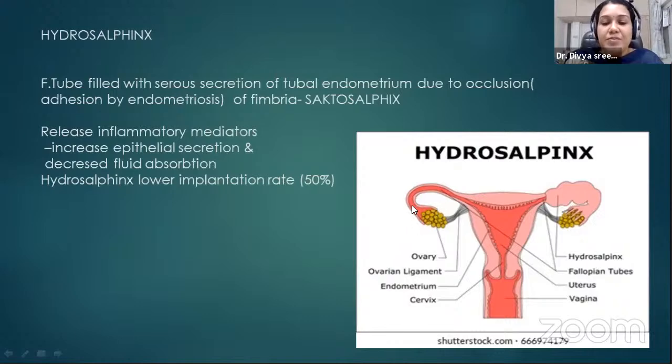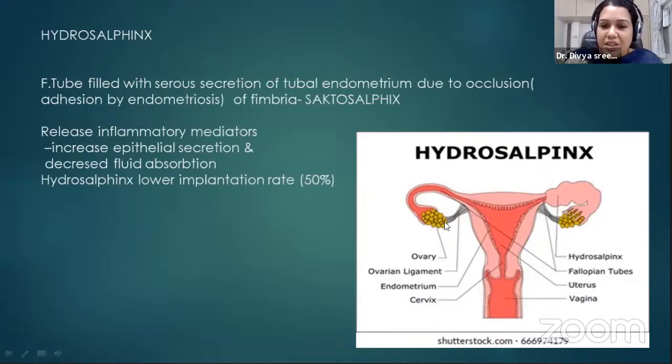If there is an inflammation and occlusion here, then what happens? With this inflammation-mediated cell response, there will be more secretion of fluid from the epithelium, and there will be less reabsorption. So more fluid is secreted and less is reabsorbed. The fallopian tube becomes more tortuous and engorged.